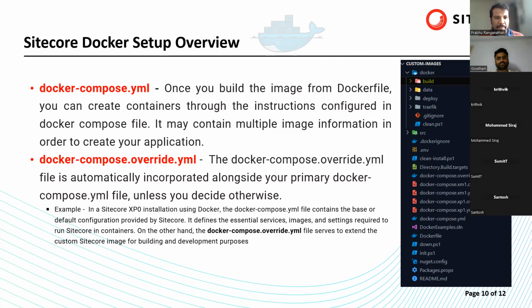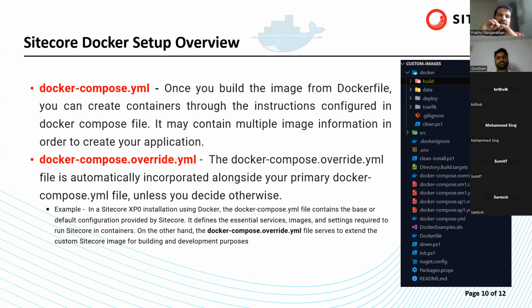But we are separating it here because we don't want to overwrite the existing file. One scenario is that Sitecore has its own images. For example, take the XP0 installation. Sitecore has a Docker Compose YML file, which they have already given, which has a list of instructions. When we run that Docker Compose file, it actually creates the Sitecore instance. In that kind of scenario, we don't want to touch that file and make any mess over there.